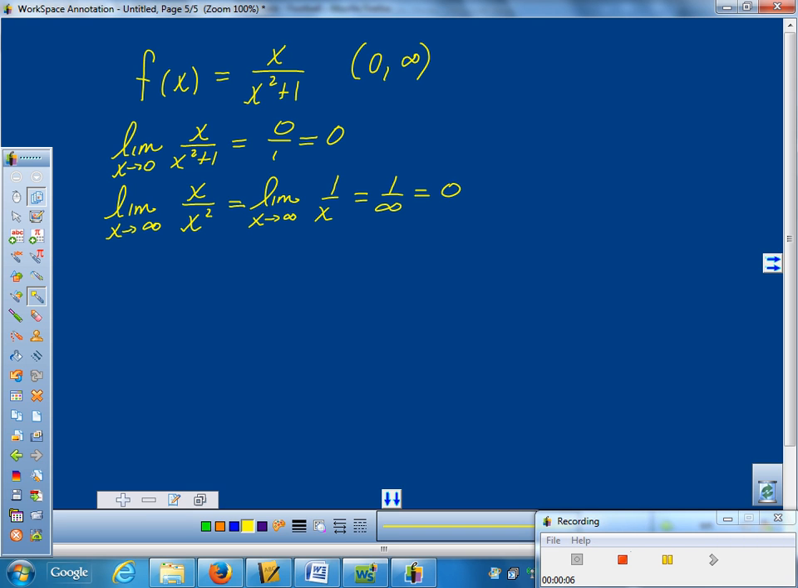So therefore, for us to have an absolute maximum, what's going to have to be true? It's got to be something that's bigger than 0, and to have an absolute minimum, it's got to be something below 0.